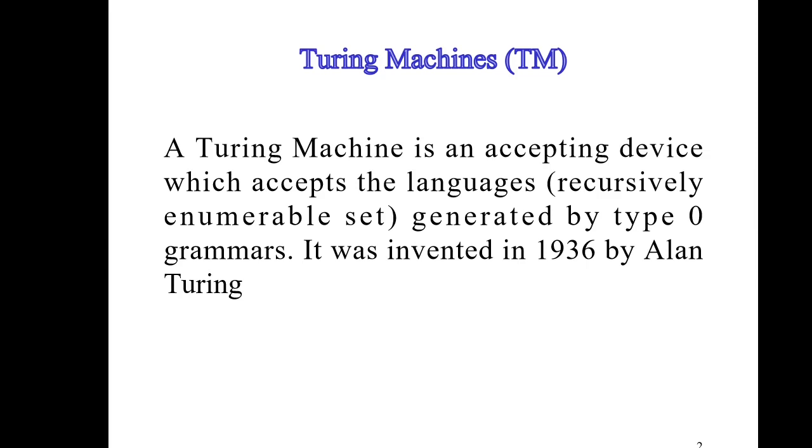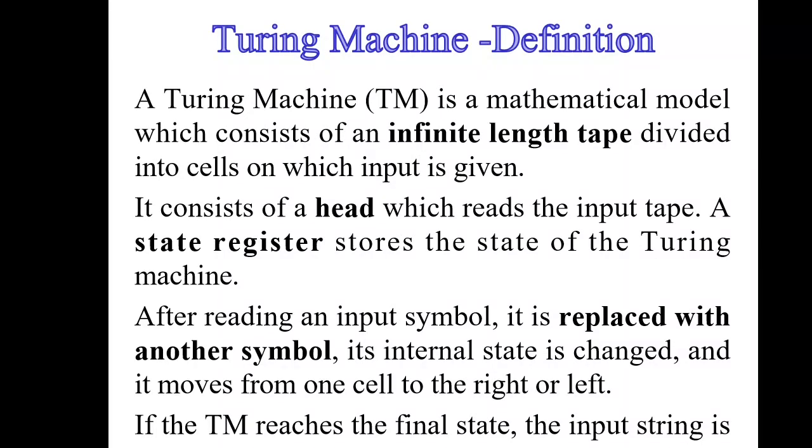It was invented in 1936 by Alan Turing. So the Turing machine. What's the definition of this Turing machine? A Turing machine is a mathematical model which consists of an infinite length tape divided into cells on which input is given. Actually, in Turing machine, we have so many important parts.